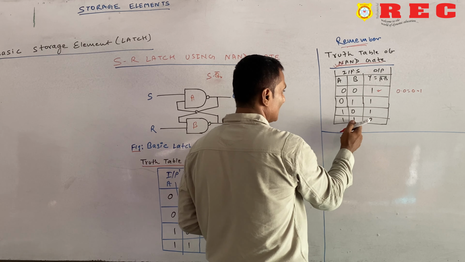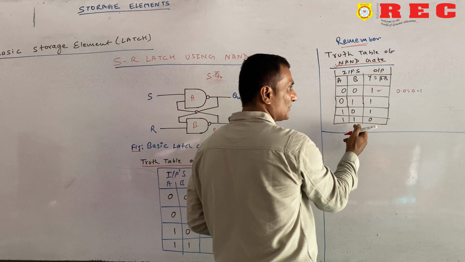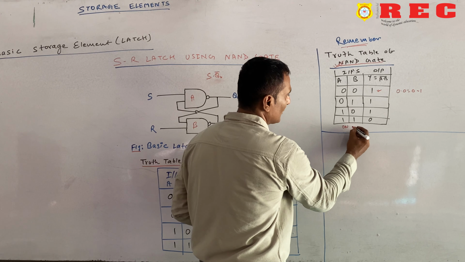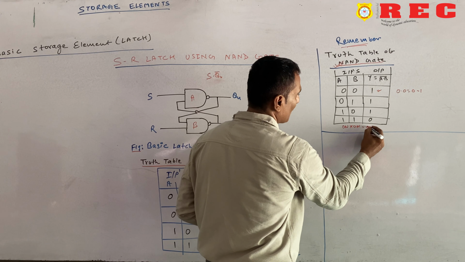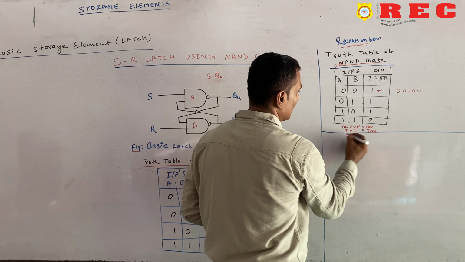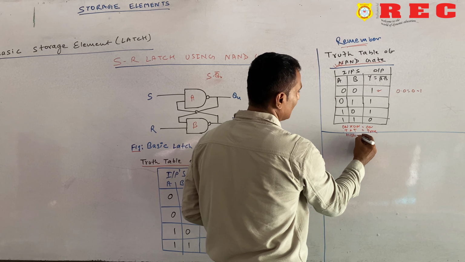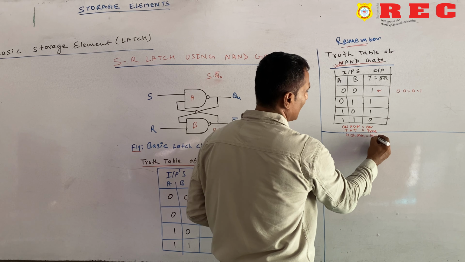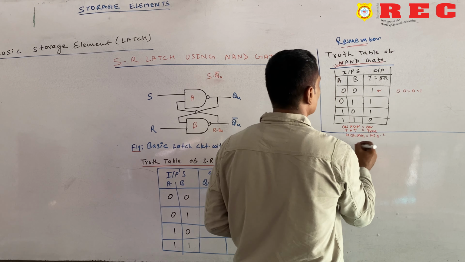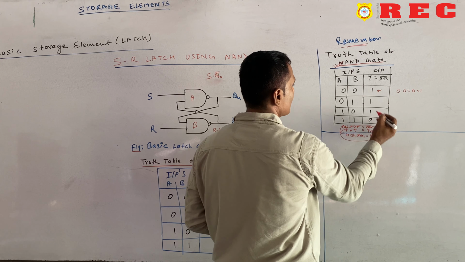Here you shouldn't wonder why 1 into 1 is equal to 1. This is logical: on into on is on, or true into true is true. Like this, high into high is high, and the complement of high is low. So this is clear.